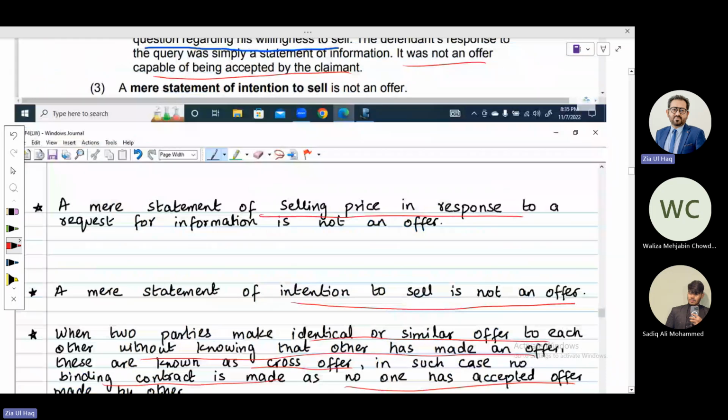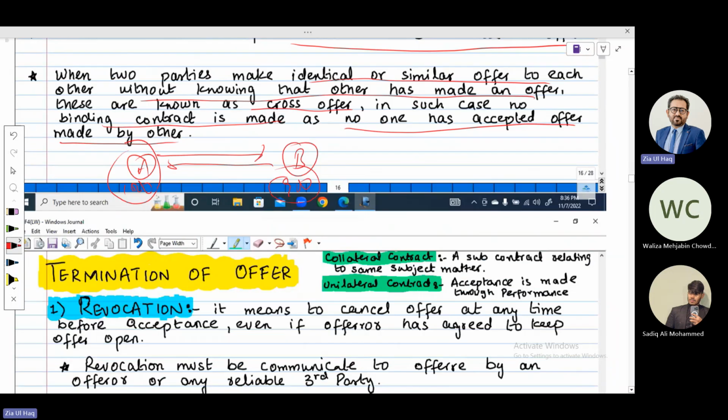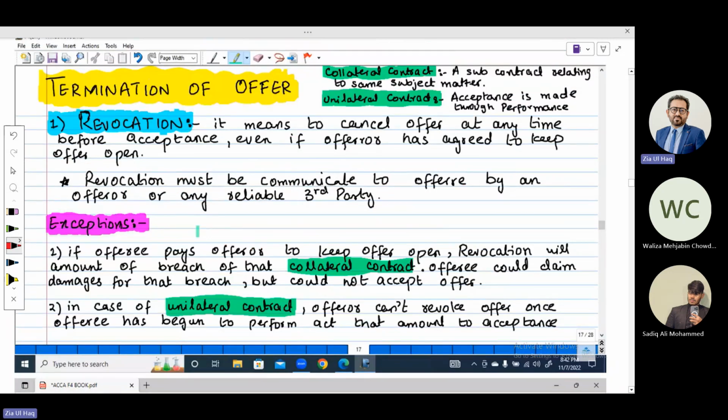So we have discussed what is an offer and what is an invitation to treat. Now moving towards a topic called termination of offer. It means how an offer can be terminated. There is a topic called revocation of offer. It means to cancel an offer at any time before acceptance. The offerer can cancel his offer any time before acceptance, even if the offerer has agreed to keep the offer open. That will be called revocation.